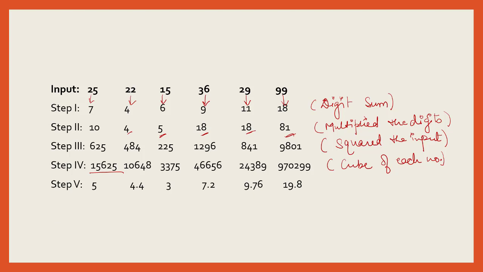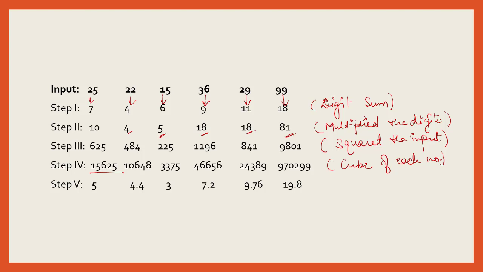Step 5. In step 5, we see numbers are being reduced all of a sudden. Okay, we see numbers like 5, 4.4, 3, 7.2, 9.76 and 19.8, and we see some decimal numbers. So here it's quite possible that division has been used.